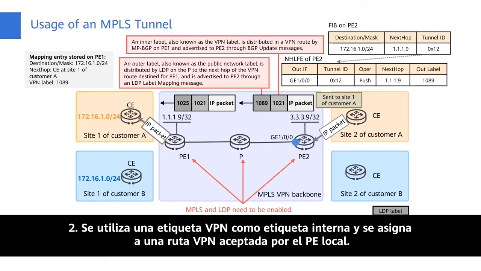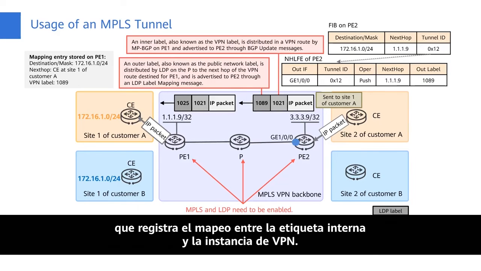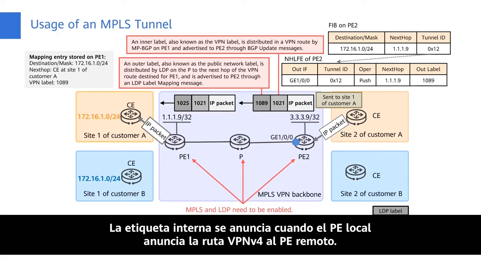2. A VPN label is used as an inner label and is assigned to a VPN route accepted by the local PE. The labels of different VPN instances have different values on the local PE, which records the mapping between the inner label and the VPN instance. The inner label is advertised when the local PE advertises the VPN v4 route to the remote PE.